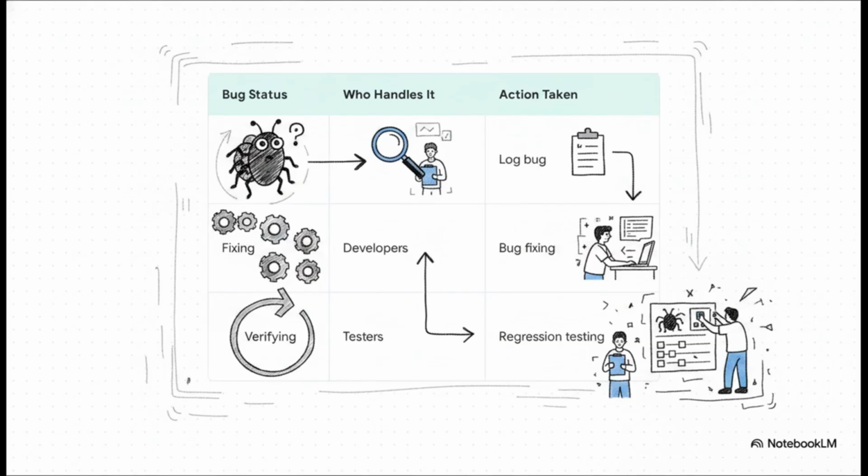But my absolute favorite part of the workflow is verifying. The bug bounces back to the testers for regression testing. They aren't just checking the fix, they are aggressively making sure the developer didn't accidentally break some completely different previously working feature in the process. It happens way more often than you'd think.